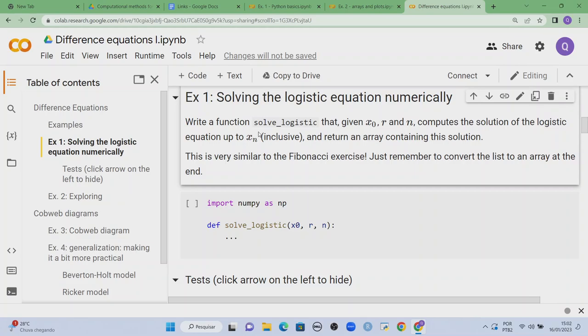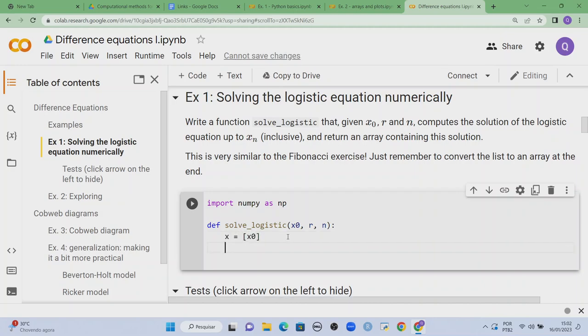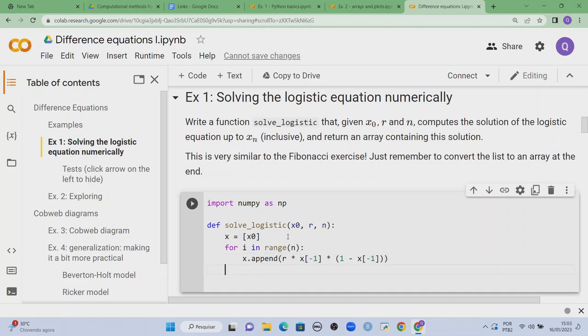Let's continue. So has everyone got it already? Okay, let me do this very quickly. What do we do here? We want to have a list X that already contains X0, and then I will take N steps. For each step, I'm going to append to X the next element. The next element is built using the expression, so r times the last one in the list, that is x[-1], times 1 minus x[-1]. There are several different ways of doing this, but this is one possibility.